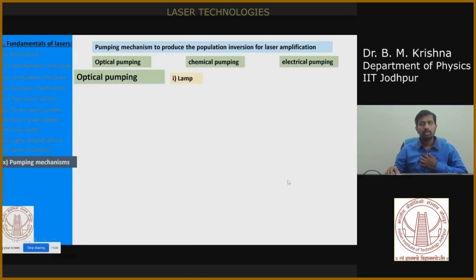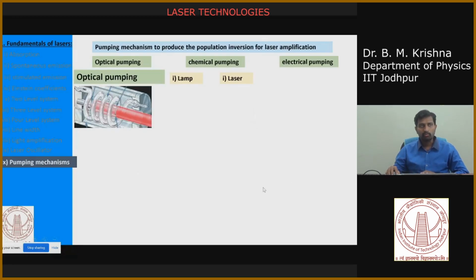One optical pumping method can be done using a lamp, and the second one, we can use a laser itself to pump another laser. So these are the two methods we can use to pump a laser. One, we can use a lamp, and second, we can use a laser. The first one, the lamp, we already saw in the first laser system. This lamp is used to pump a ruby crystal.